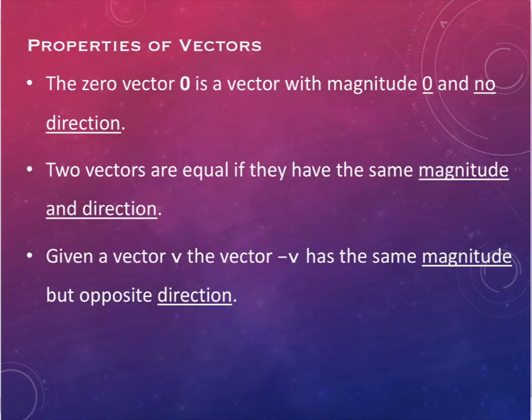Two vectors are considered equal if they have the same magnitude and direction. Now, that sort of seems obvious, except that what that is telling you is it doesn't matter where they start from and where they end. All that matters is that they're the same length, size, magnitude, those words all mean the same thing, and they go in the same direction.